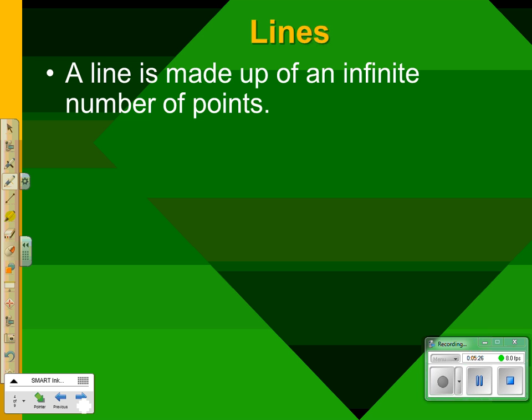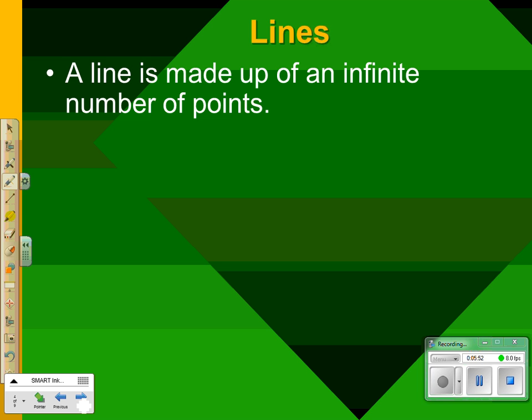So a line is made up of an infinite number of points. Infinity, that's a concept that for most of us is not really that easy to think about, because our brains like things that are very concrete and finite. And this is what it is, and this is what we can work with. But in geometry, this is a course where you're really going to start thinking about infinity, especially in terms of lines and things like that.